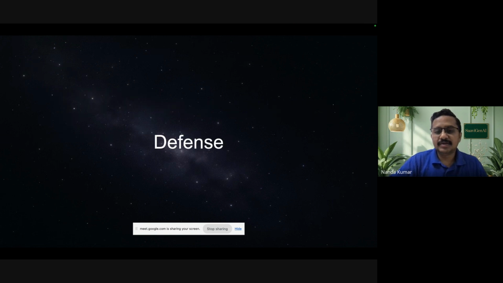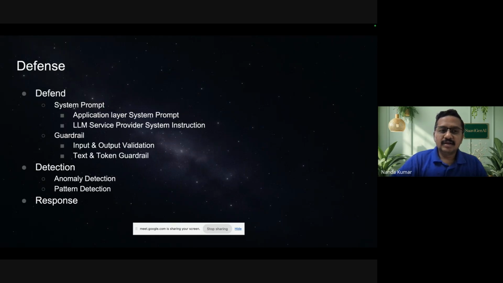Now defense. In order to defend the systems, as we already spoke, the primary defense layers are system prompt and guardrails. Under the system prompt, you again have multiple layers. The two primary layers: the application layer that you build, and in the example we saw, Claude Code is the application layer, and the application layer will have a system prompt. Then they really have to write an elaborate system prompt.